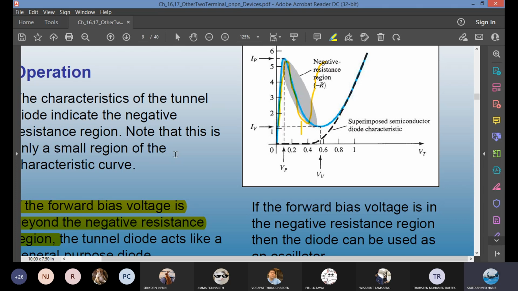For low frequency applications, you don't care much, but for very high frequency, if you want to go from on to off, off to on very quickly, it really matters. So tunnel diodes are good applications for high frequency cases because the reverse recovery time from conduction to no conduction, no conduction to conduction, is nanoseconds or picoseconds.